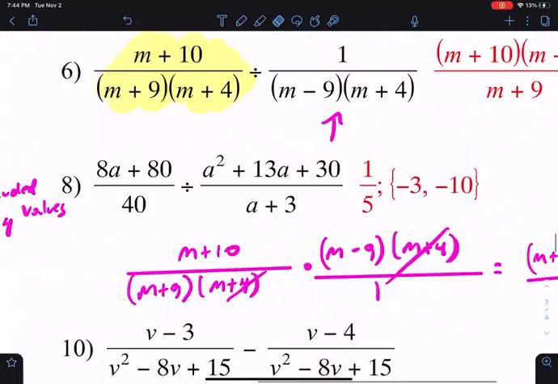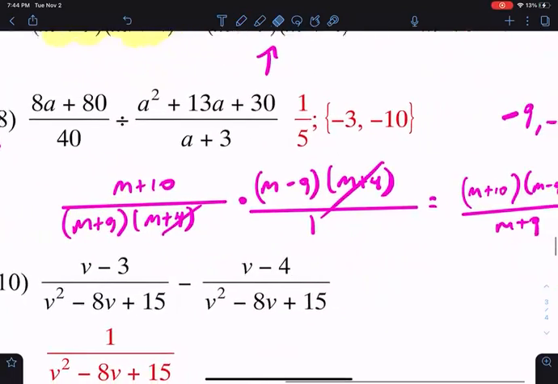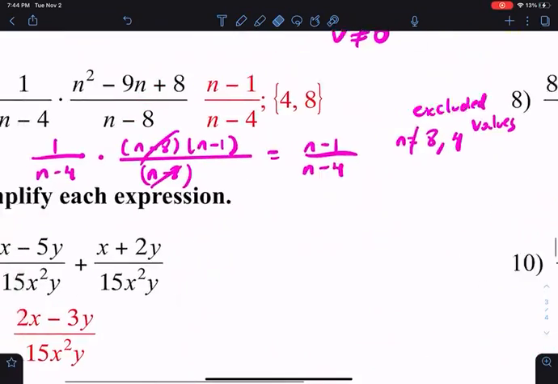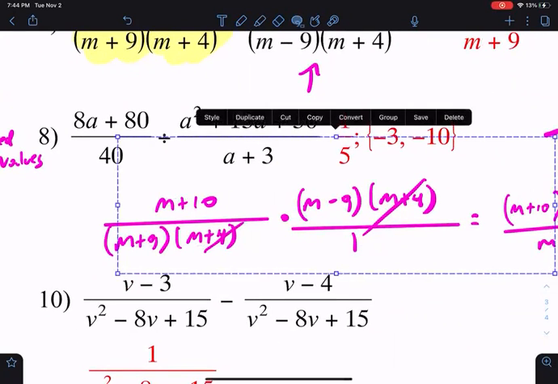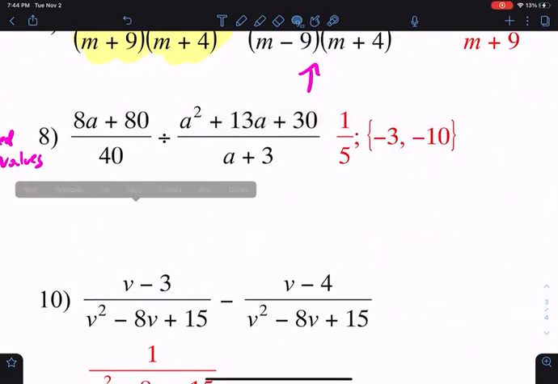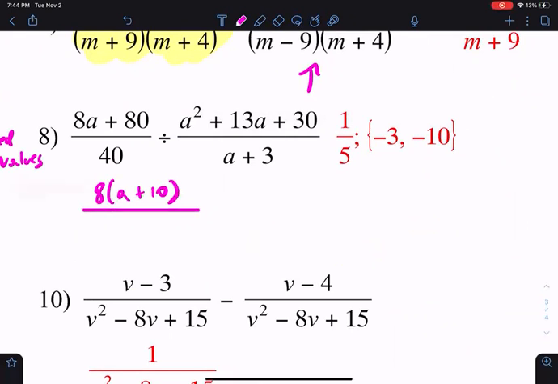Now, this thing, next number. 8, right? The next number is 8? Okay, 8. So here I need to flip. So this is factor GCF, 8 plus 10, right? And then here we have 40. So this is 8 times 5. So you can cancel this already, right? If you want. And then you flip, this is going to be 8 plus 3.